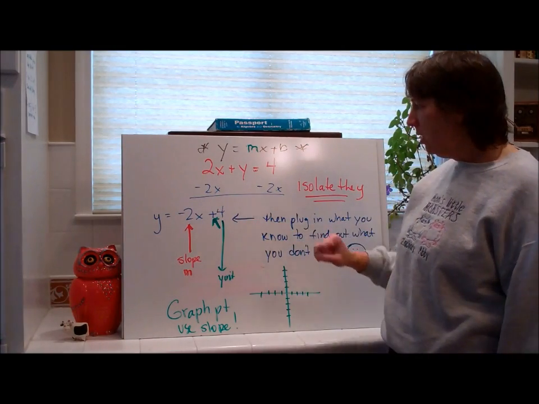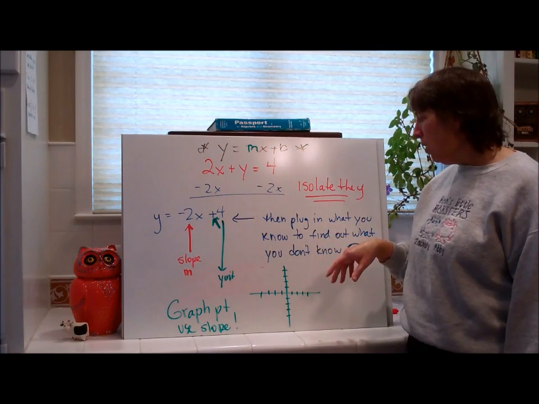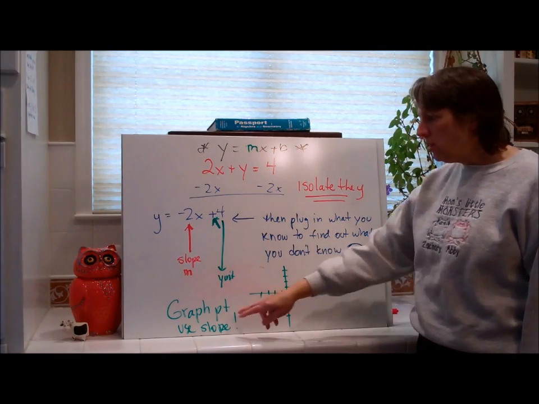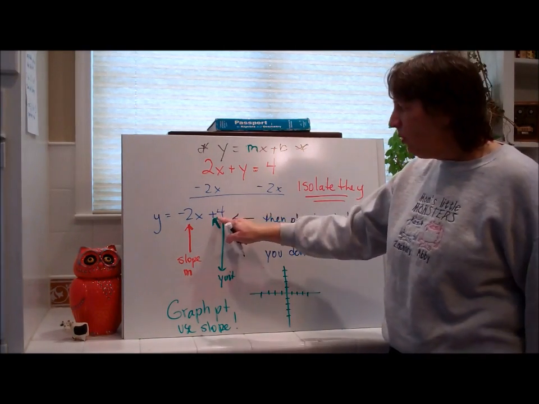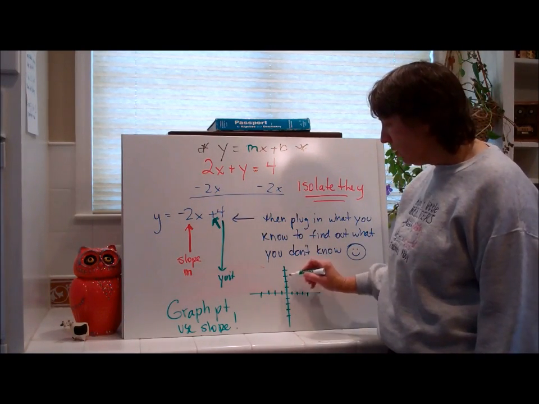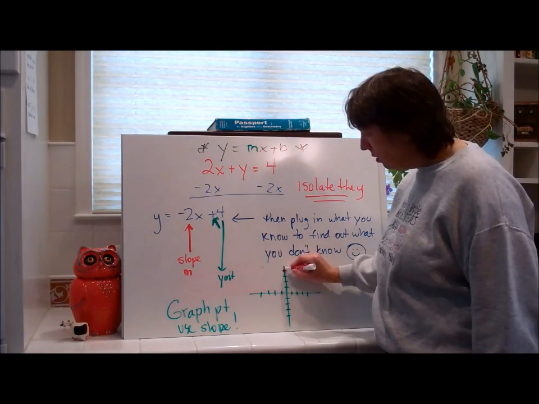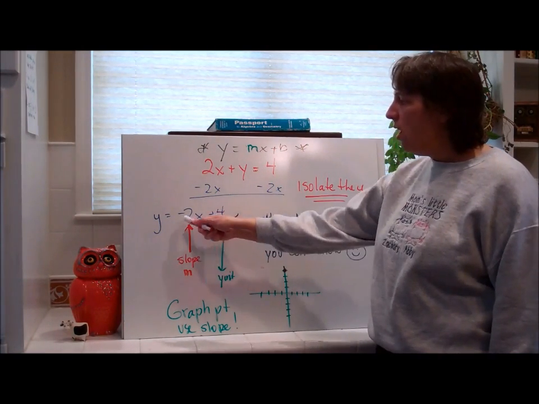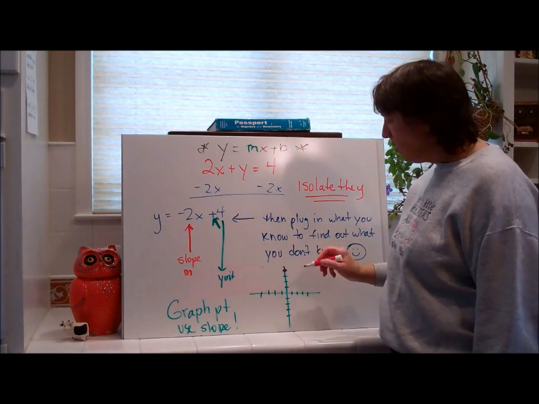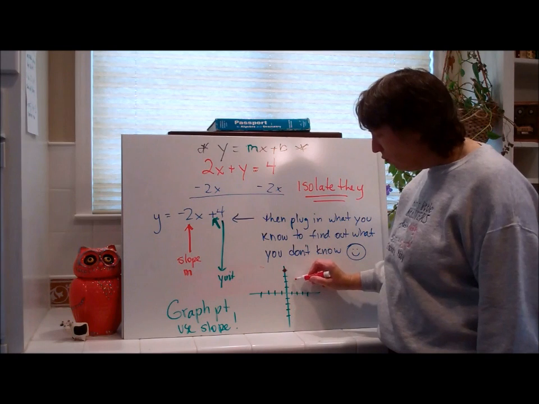That's coming. Okay? But I want you to remember that little phrase: plug in what you know to find out what you don't know. To graph this, we would know that the y-intercept is 4. 1, 2, 3, 4. We know that the slope is falling because it's negative. So I'm going to rise over run. I'm going to drop 2, run 1.